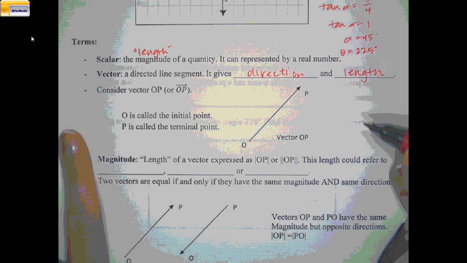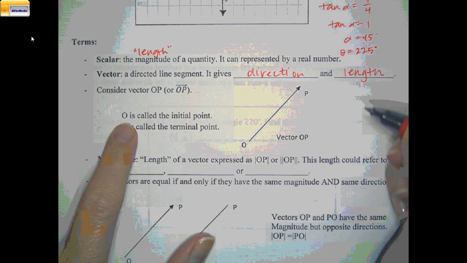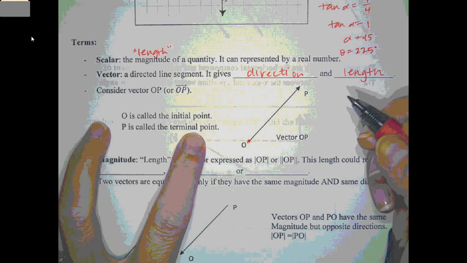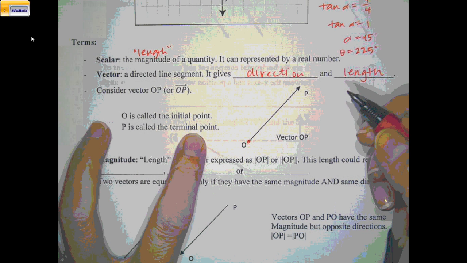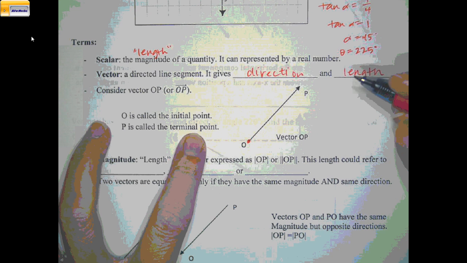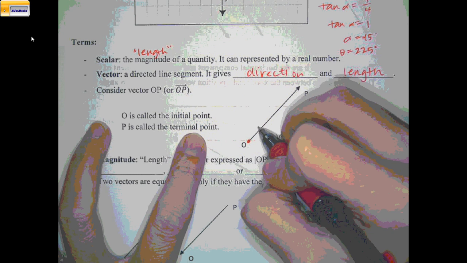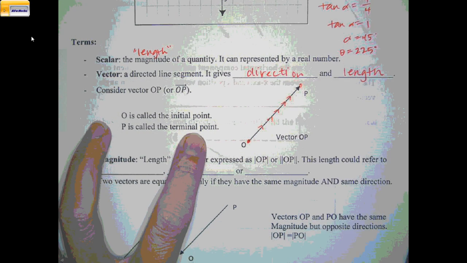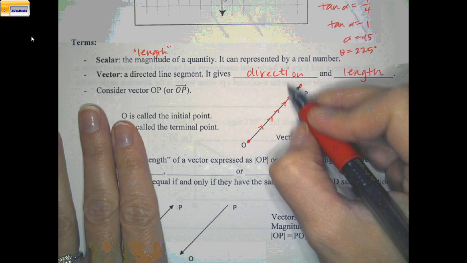Just because he flies. Consider vector OP. Sometimes it's written with a little ray over the top. O is the initial point, because that's where it's starting from. P is called the terminal point. Now, terminal usually means end, right? And you're looking at that going, well, that's an arrow. Doesn't that mean it goes on forever? Usually, today it doesn't. Today, this is just telling us that the direction is this way. P is an ending point. So that arrow just gives us the direction.